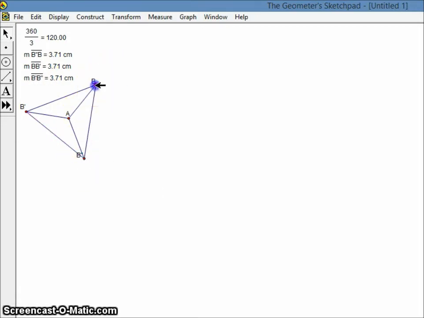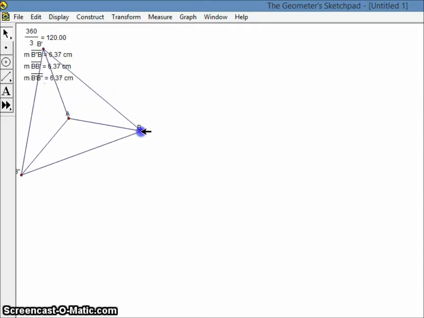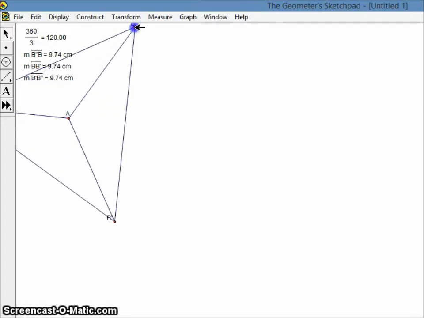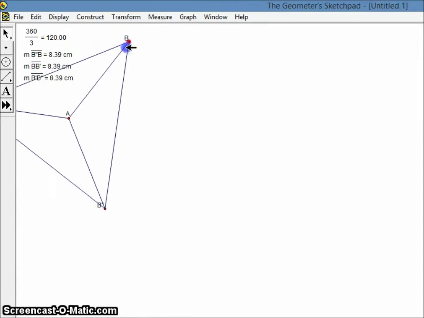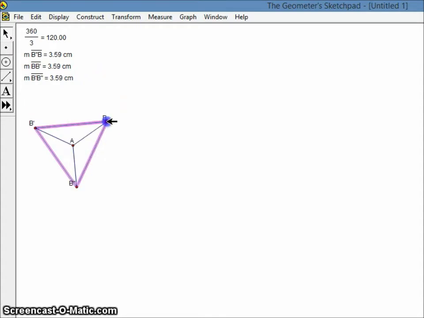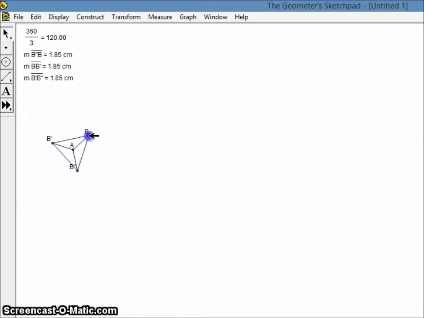Notice how I can move B, my initial point, and the rest of my figure, my triangle, stays the same. And notice how no matter how big I make that B, that initial segment from A to B, those other three segments here, these three, do always stay the same. I can rotate this point around. I can make it really big. I can shrink it small, and they always stay the same.